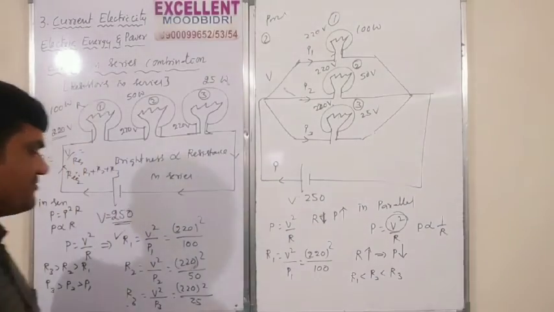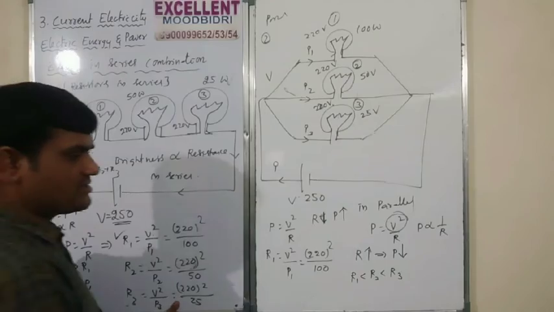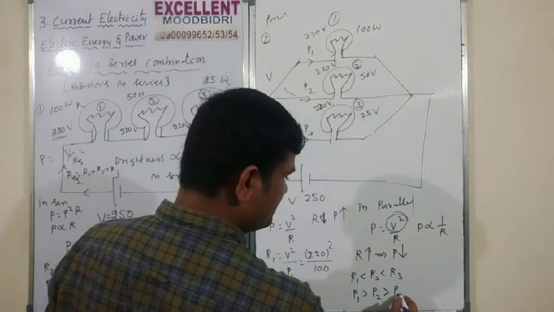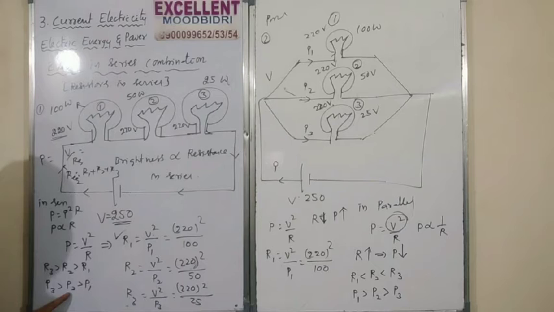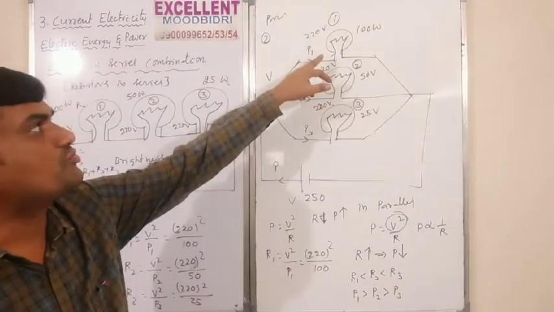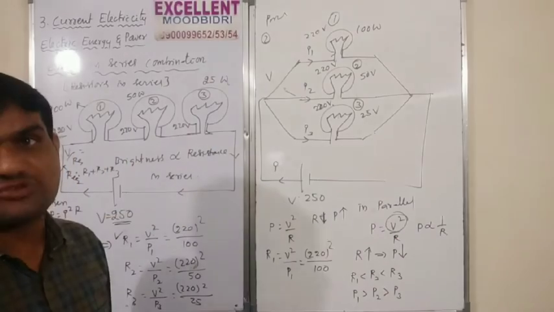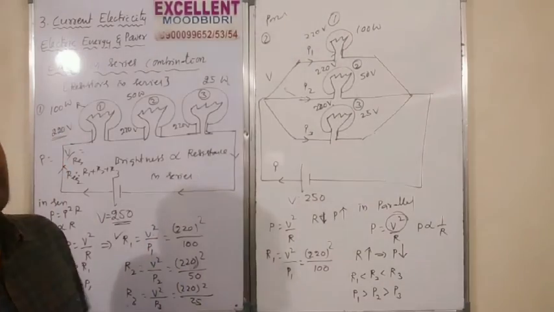Yes or no? R1 is a very small value. R2 is the next, R3 is the next. R3 is the greater value. Correct? So in reverse order, here P3 is greater than P2, which is greater than P1. There in series, P1 is greater than P2, which is greater than P3. Why? Because P1 is having less resistance. Which is having more brightness in the parallel combination?